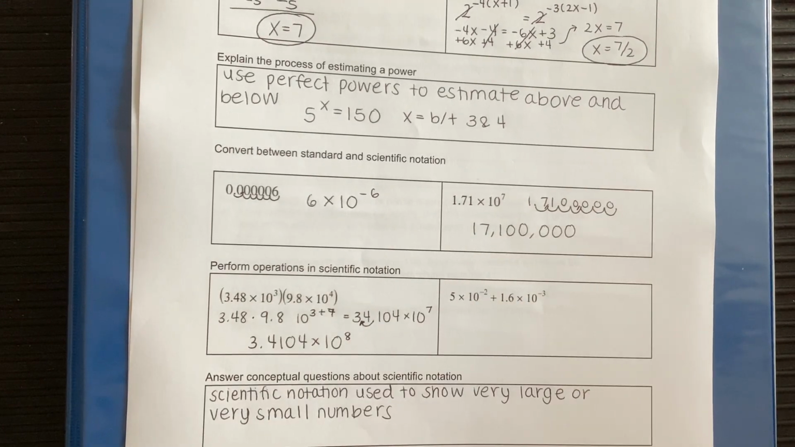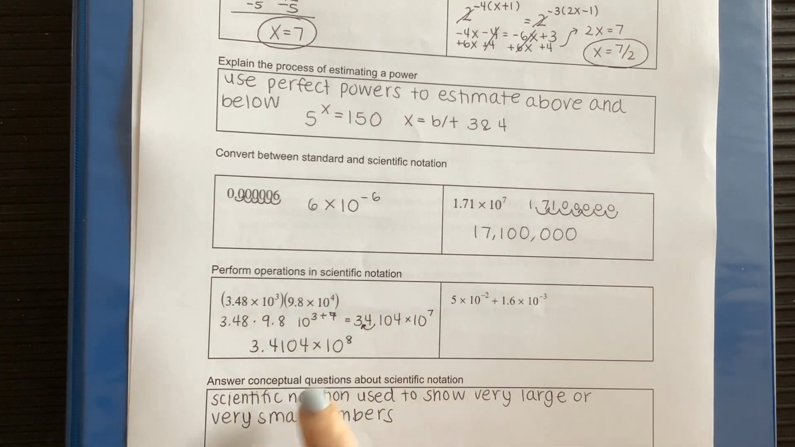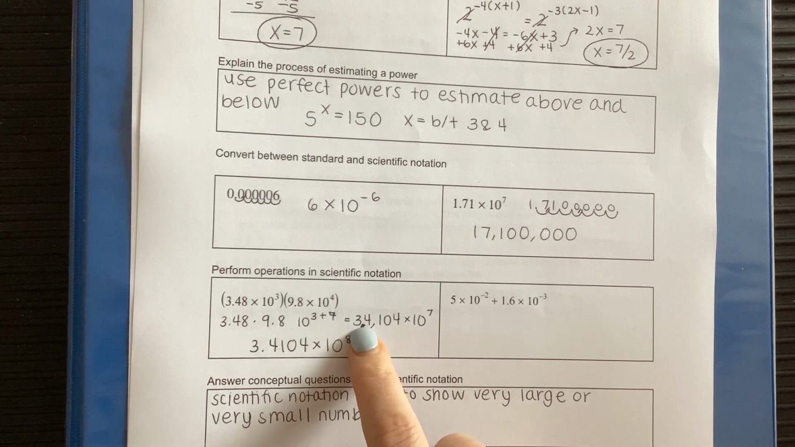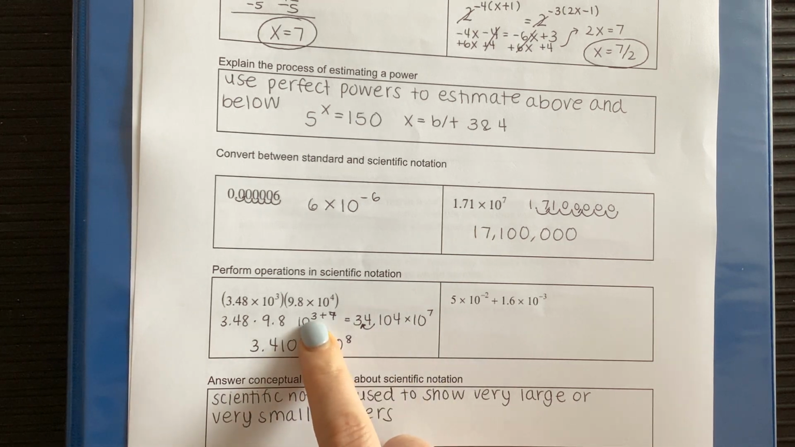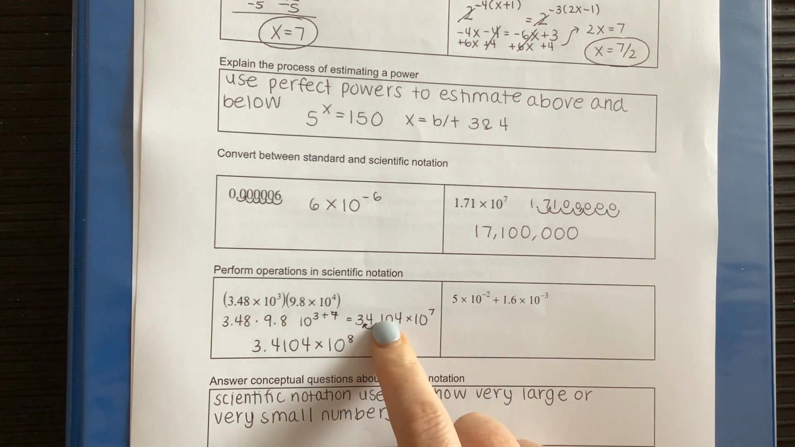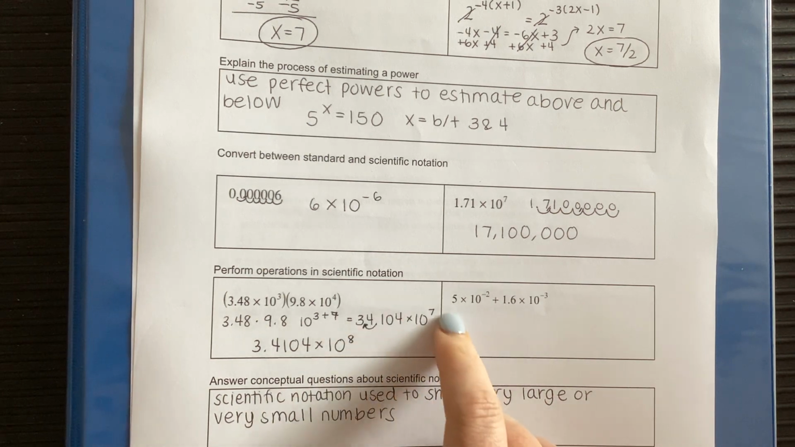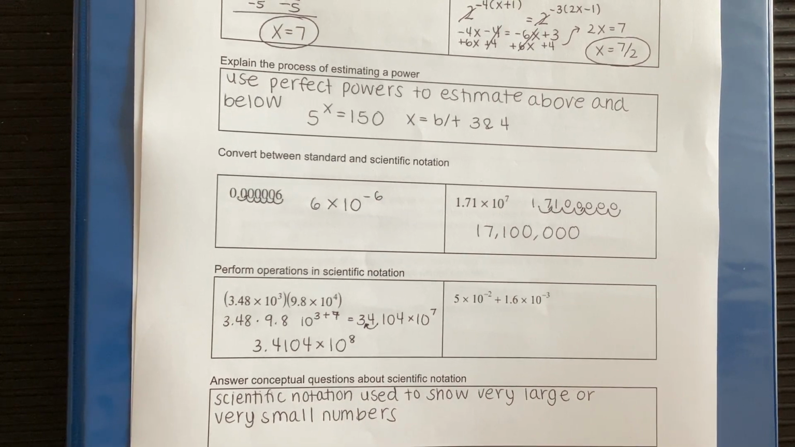Performing the operations in scientific notation. So if you're multiplying, you're going to multiply your coefficients. You're going to add your exponents. So if you multiply your coefficients here, you get 34.104. And then if you add 3 plus 4, you get 7. 34 is not a number that's between 1 and 10. So this is a big number that we're making smaller, which means it's adding to your exponent up here. So 3.4. Oh, this next one I didn't do.